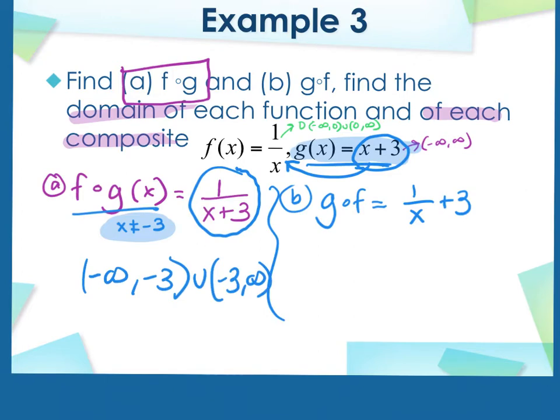So I'm going to say that again. If there's a domain restriction on the one you plug in, so the one on the right, you have to say whatever that is and whatever you'd get from the composite function. Because g of x didn't have a domain restriction here, I'm only looking at the composite function's restriction and saying that that is the domain of this function.